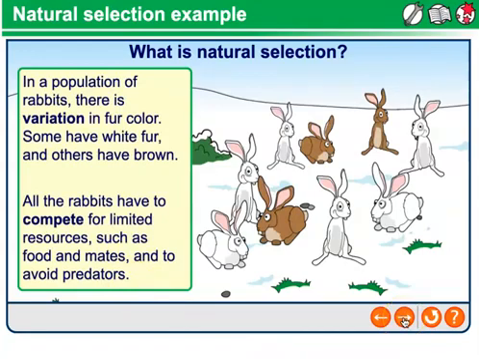So in a population of rabbits, there is variation in fur color. Some of those rabbits are white in color, and some of them are brown in color. That's variation. All of the rabbits have to compete for limited resources, such as food and who they get to reproduce with, and they also are competing to avoid predators.